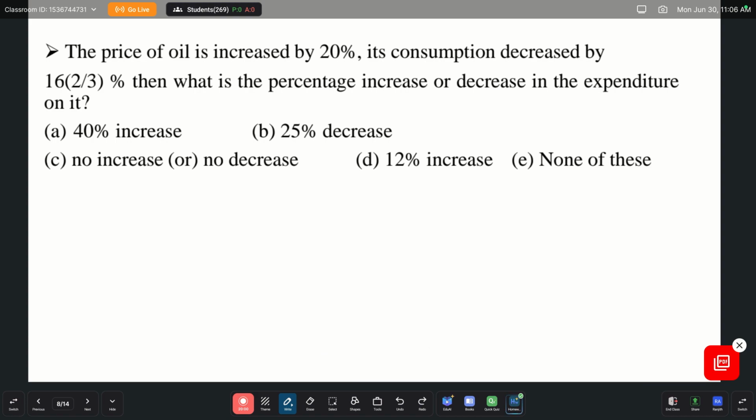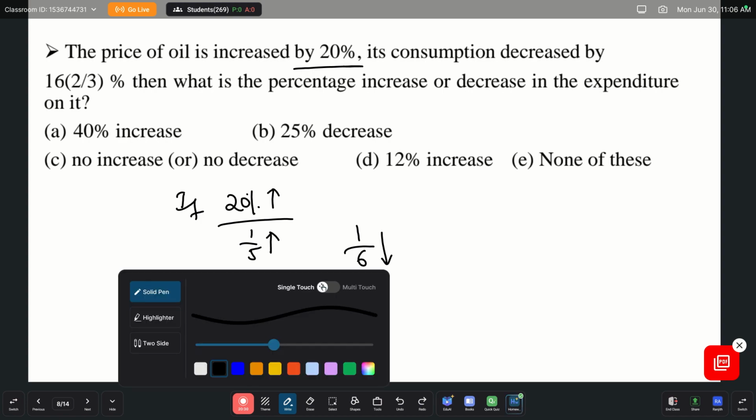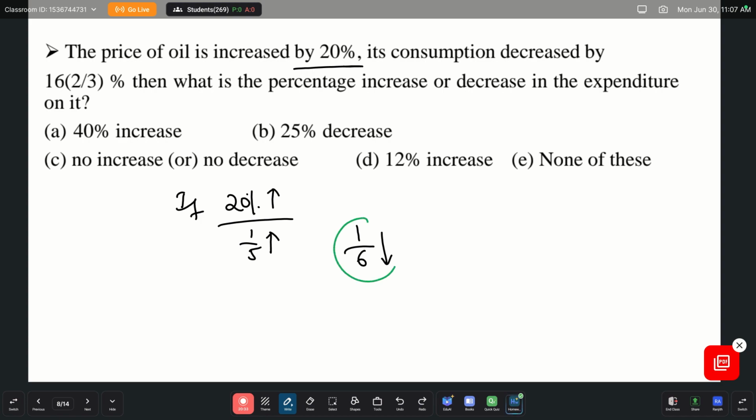The price of oil is increased by 20%, its consumption is decreased by 16 2 by 3 percent. What is the percentage increase or decrease in the expenditure on it? So just look here. If price is increased by 20%, 20% is nothing but 1 by 5. 1 by 5 is increase, so consumption has to be decreased by 1 by 6. Directly it is given 20% is increase, consumption has to be decreased by 1 by 6.